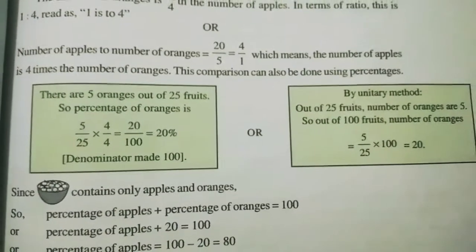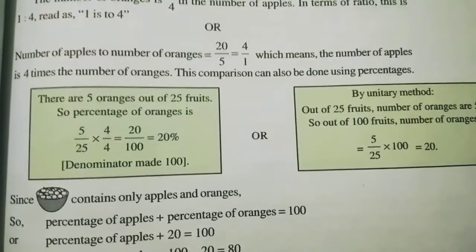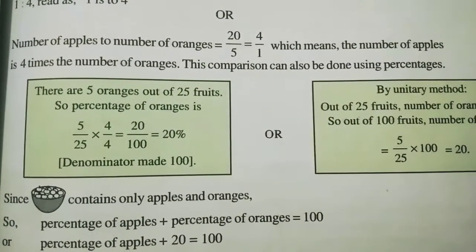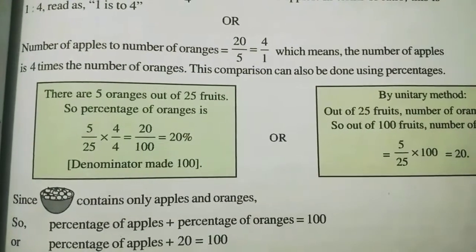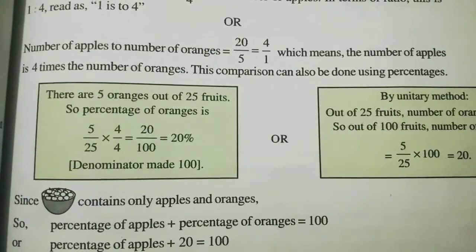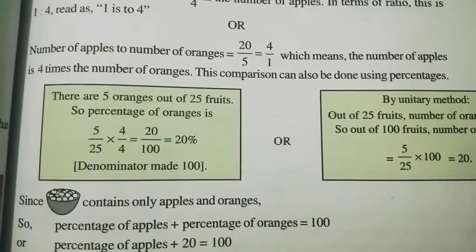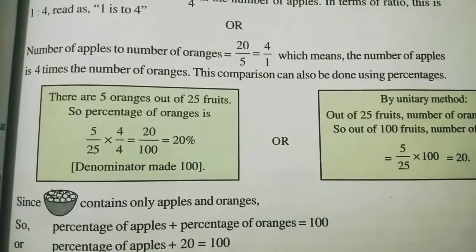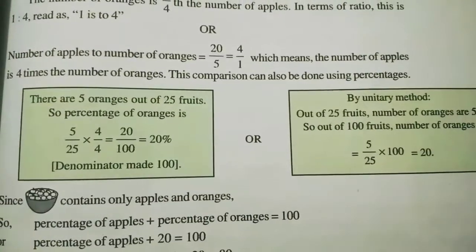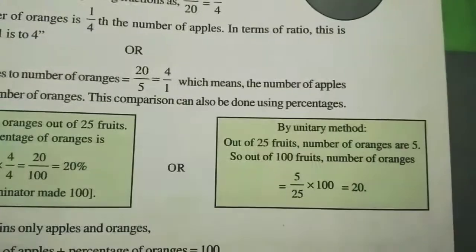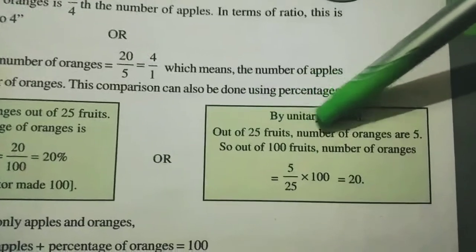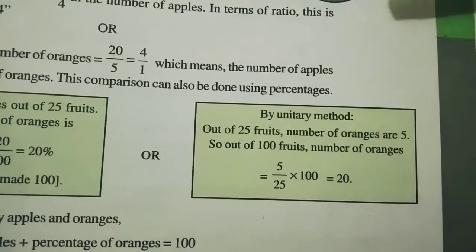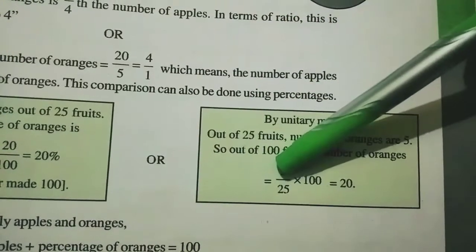Now next, if you are asked to find the percentage of apples or percentage of oranges in the fruit basket, how can you find the percentage? To take out the percentage, you have to multiply the number or the fraction by 100. Always remember, to convert any number into percentage, you have to multiply by 100. Here it is given that out of 25 fruits, the number of oranges is 5. So what is the percentage of oranges? It is 5 divided by 25.